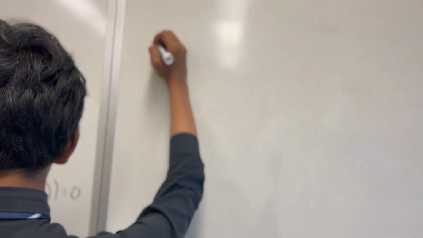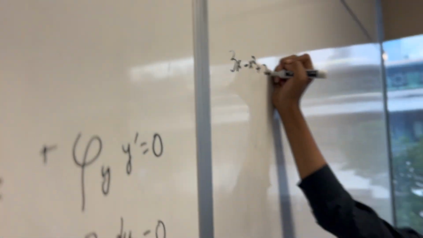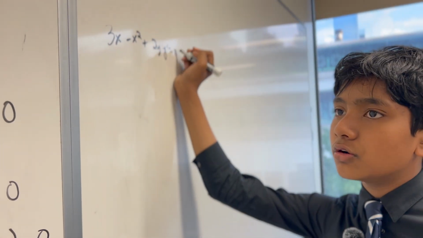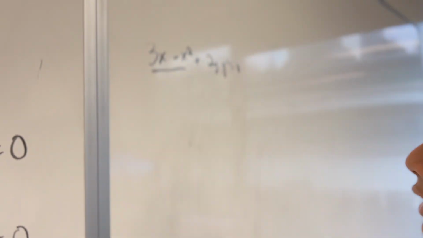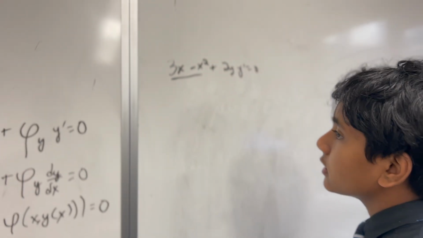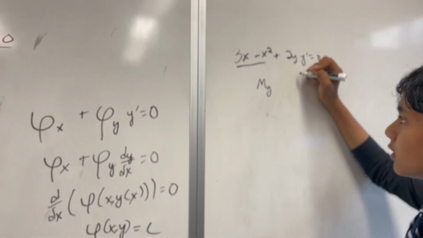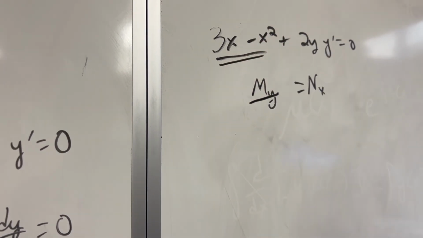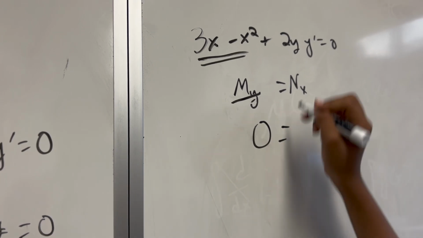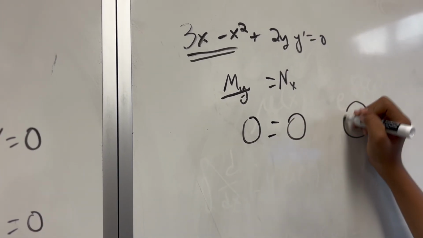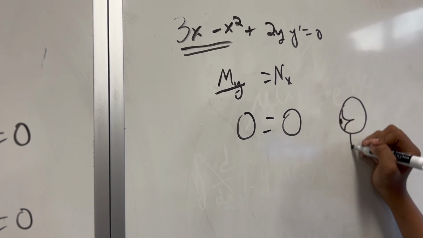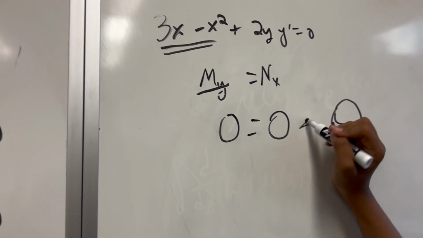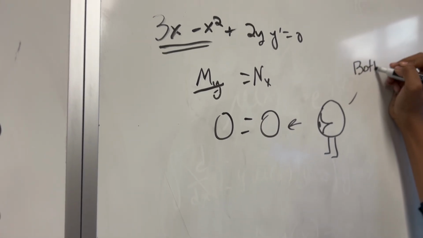So how do we do this? Well, let's look at the example (3x - x^2) + 2y y' = 0. So here, this is M of x, y, this is N of x, y. So M_y: when we take the partial derivative with respect to y, there is no y here, so this is 0. In the same way, there is no x here, so this is also 0. You might notice, wait a second, both of them are 0.